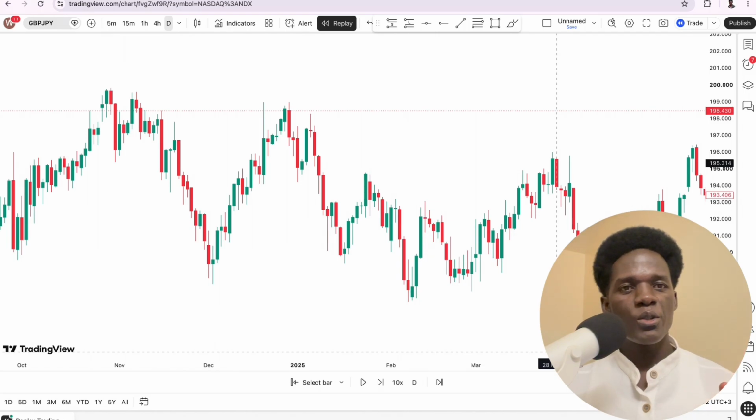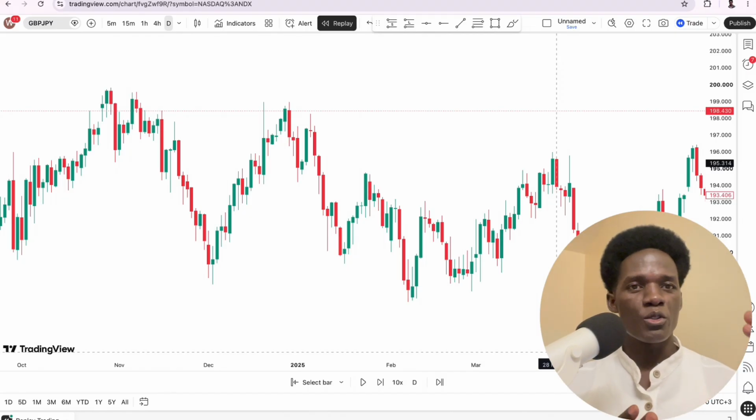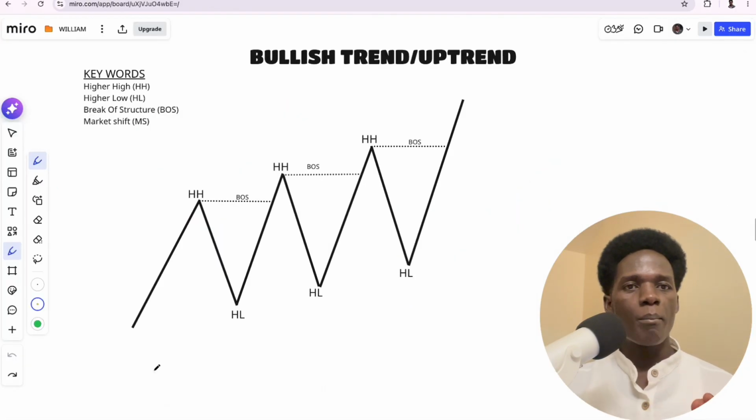In forex trading, we have three types of market on the trading view chart: the uptrend, the downtrend, and the consolidation. Now let me show you one by one. This is a bullish trend. You can call it a bullish trend or an uptrend.